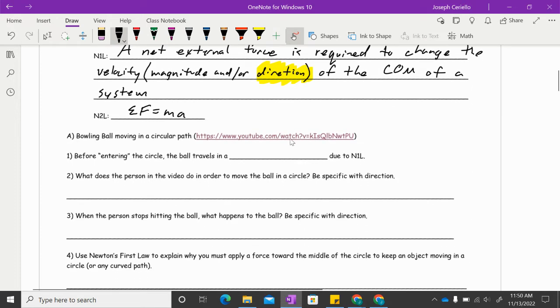So before entering the circle, the ball travels in a straight line due to Newton's first law. If there's no net external force on the system, being the ball, its velocity isn't going to change. It's not going to change direction, and it's not going to change magnitude. So it's going to go in a straight line forever. So what does the person in the video do in order to move the ball in a circular path? The person hits it with a hammer, but I'm going to be more broad than that, applies a force toward the middle of the circle.